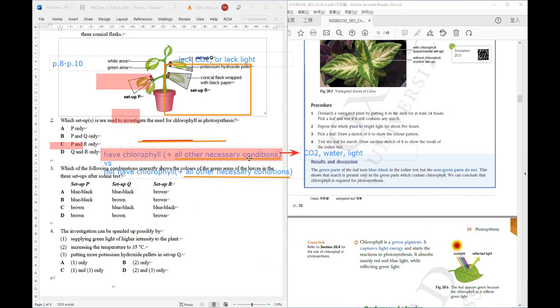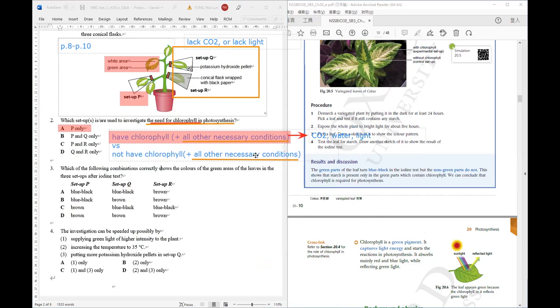Okay, let's move on. Question 3. Which of the following correctly shows the green area? The green area. Okay. As I said, we need all four of them. In the green area, we have chlorophyll. Okay, and setup R, no light.